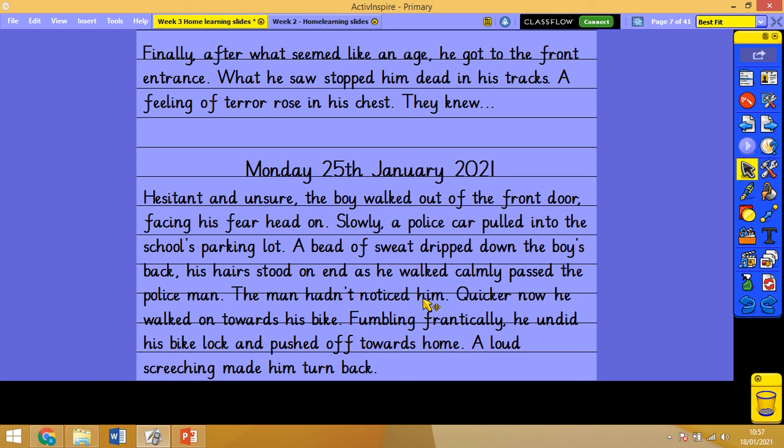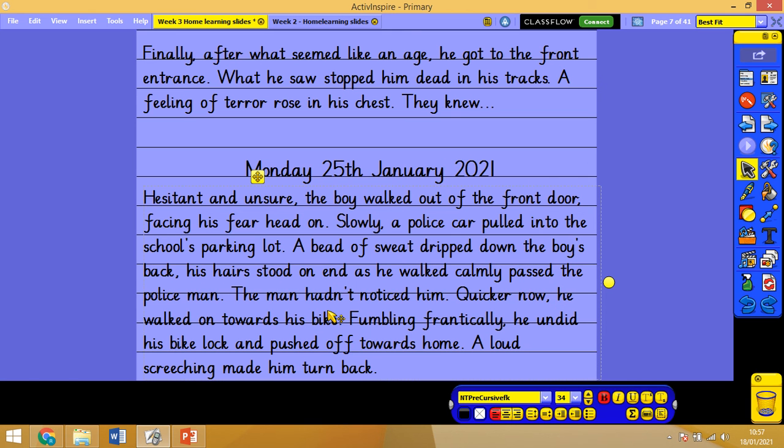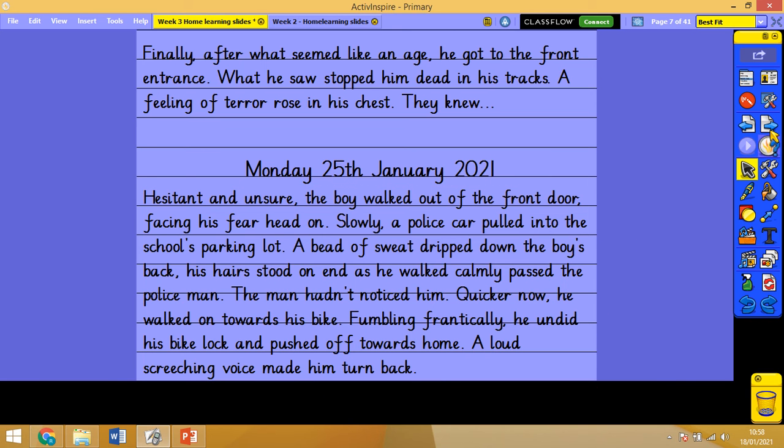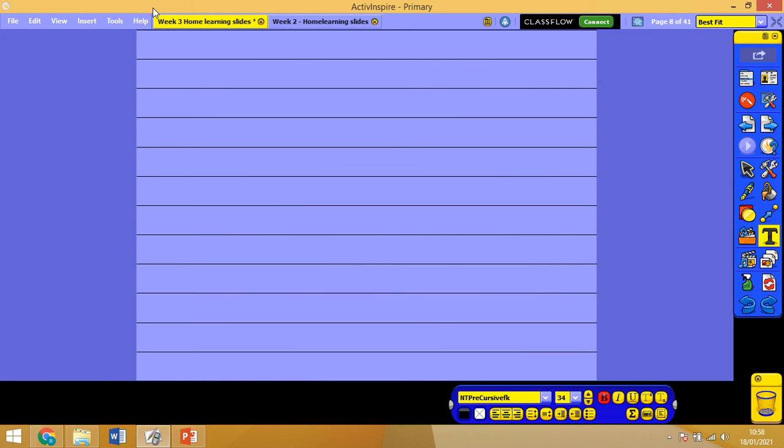Quicker now, he walked on towards his bike. I just need to include a comma after now. Quicker now, he walked on towards his bike. Fumbling frantically, he undid his bike lock and pushed off towards home. A loud screeching voice made him turn back. So I've kind of left it on a mini cliffhanger there for us, but I'm going to continue over there.